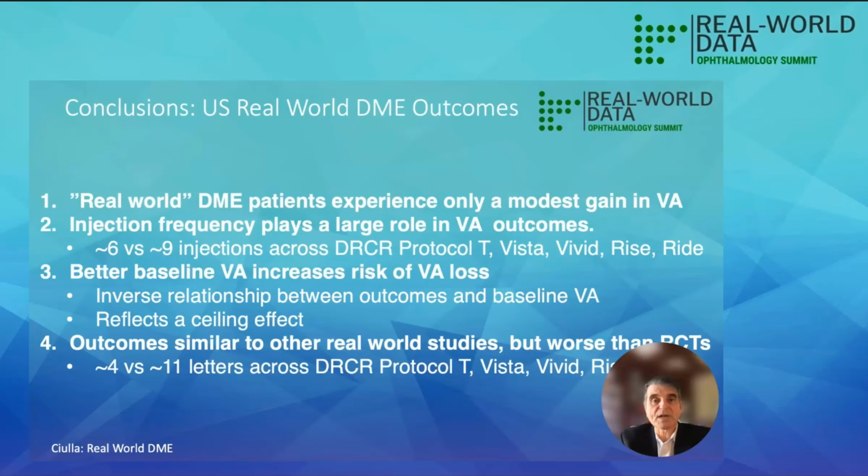In summary, real-world DME patient eyes experience only a modest gain in visual acuity at 1 year. Better baseline visual acuity increases the risk of vision loss. Injection frequency plays a large role in visual acuity outcomes. Real-world DME patient eyes receive approximately 6 versus 9 injections across well-known randomized controlled trials. Real-world outcomes are worse than in randomized controlled trials by approximately 1 line of vision overall, and 2 lines of vision for those with good baseline visual acuity.